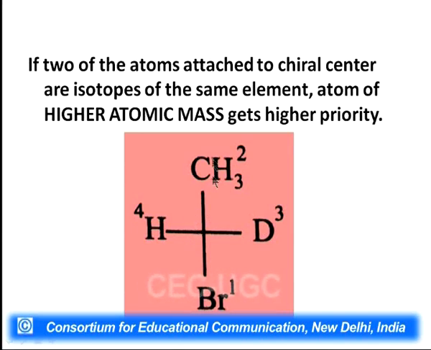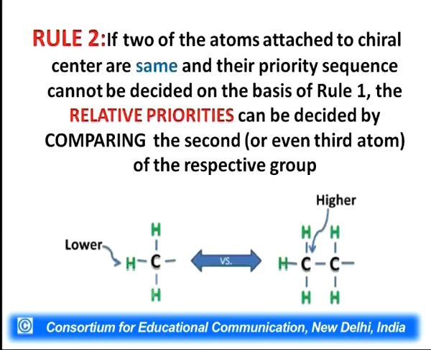When we do that, we will consider atomic masses of all the atoms, that is atomic mass of carbon, atomic mass of bromine, hydrogen and deuterium. We know atomic mass of bromine is highest, so it is given priority number 1, followed by carbon, which is given priority number 2, followed by deuterium, which is given priority number 3, and then proton, which is given number 4. So that means if there are atoms of different elements, we will give them priority on the basis of atomic numbers. If they are isotopes of the same element, then we'll give them the priority on the basis of the atomic masses.